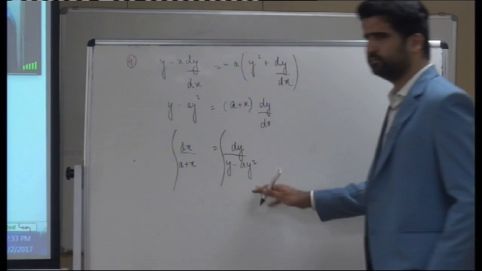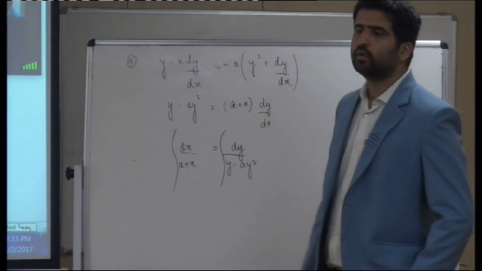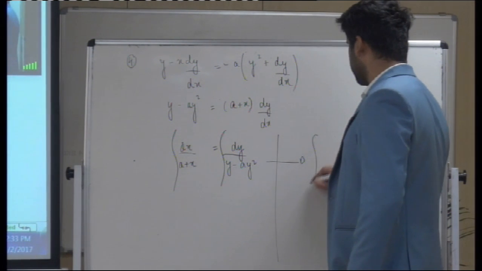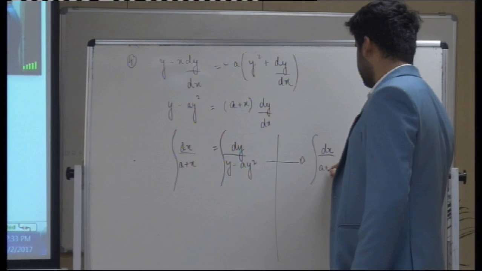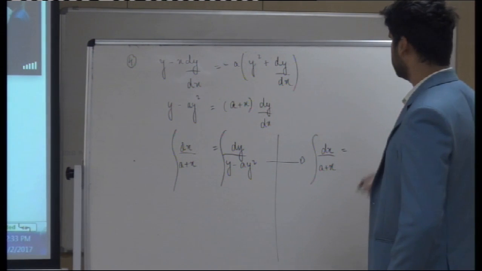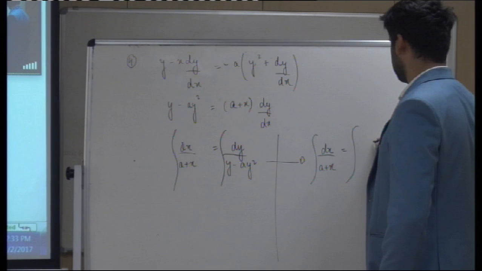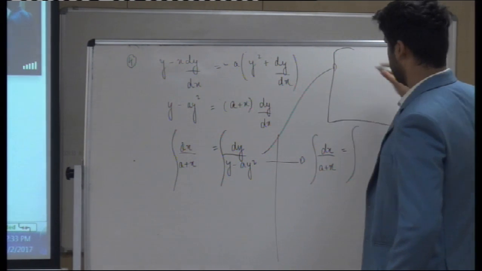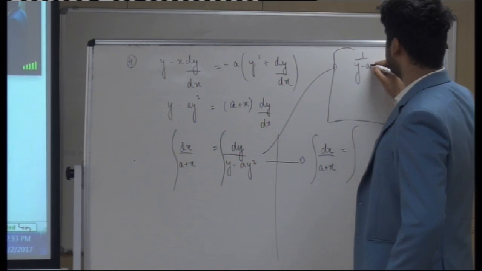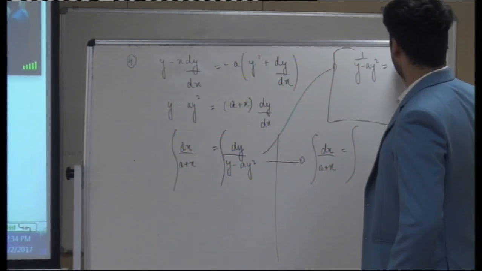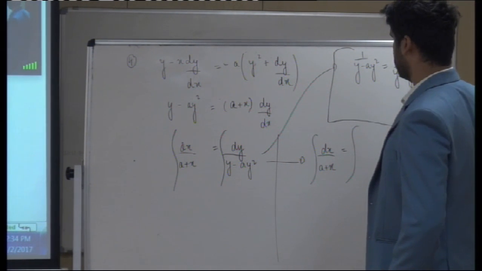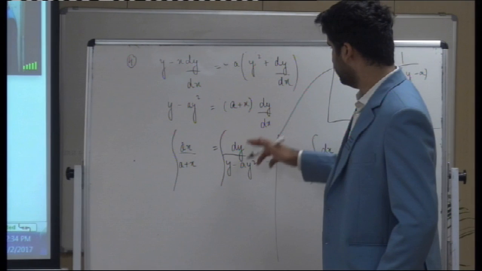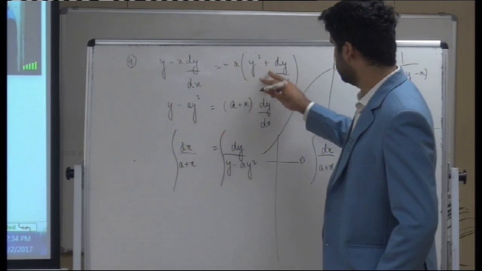How will you integrate this term? Partial fractions? Yes. So just try to convert this into partial fractions. This will be integration of dx upon a plus x as it is, and this can be written like this. Let's solve this over here. 1 upon y minus ay square is equal to 1 upon y into (1 minus ay), times dy.